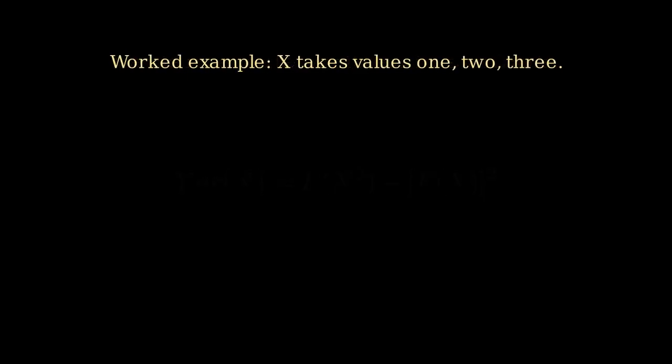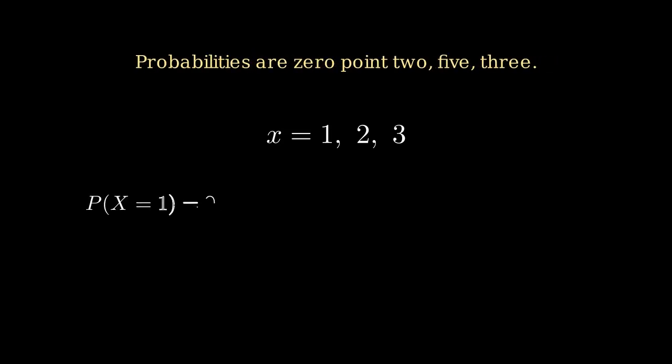Let's look at a worked example. A random variable x can take the values 1, 2, and 3. The probability of x equals 1 is 0.2. The probability of x equals 2 is 0.5. The probability of x equals 3 is 0.3.